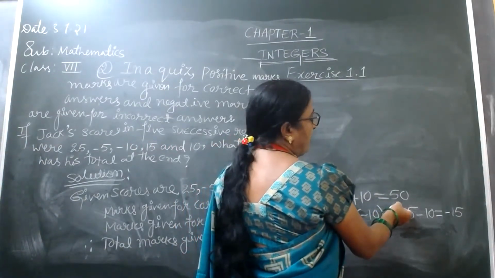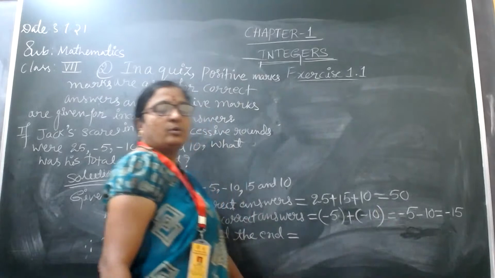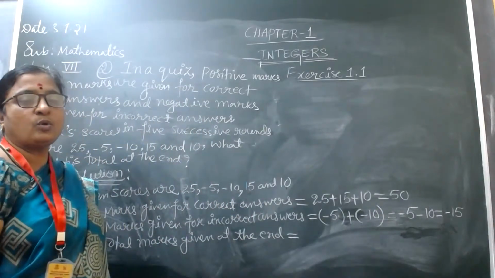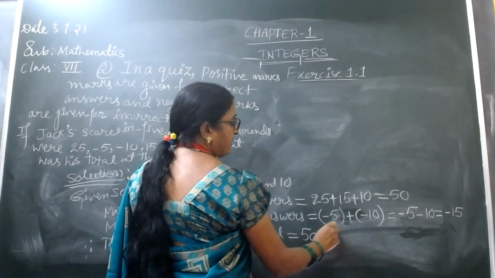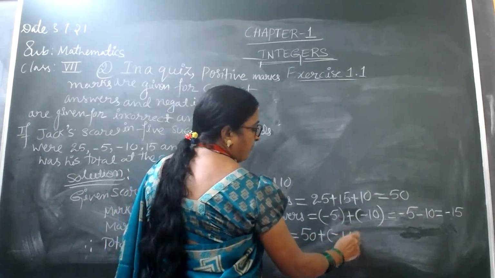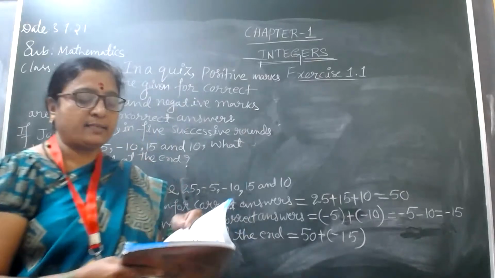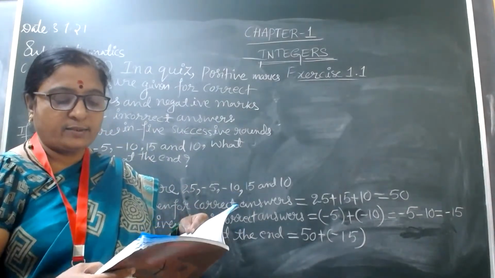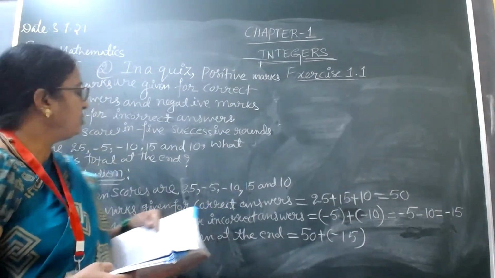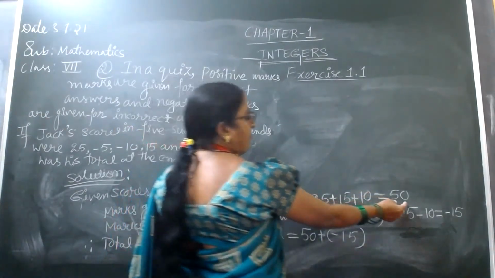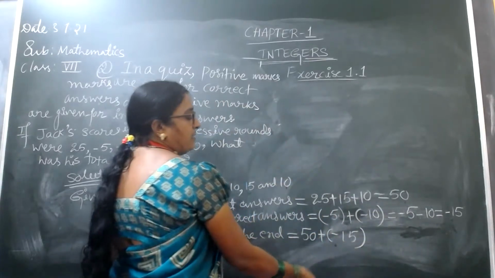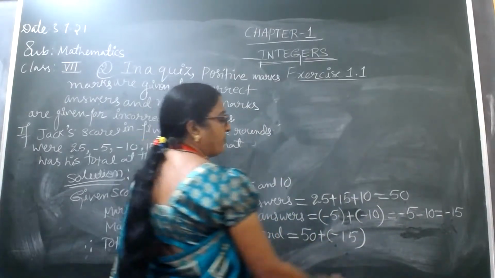Total marks given at the end is equal to what, student? To the positive marks, you should add the negative marks. Then you will get the total marks. So 50 plus minus 15, you should write like this. Total marks given at the end is equal to 50, you add the negative marks, that is minus 15.